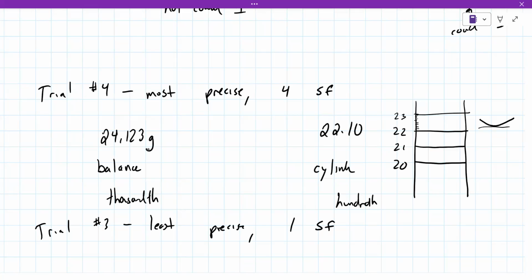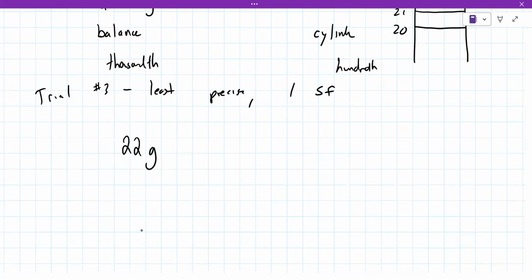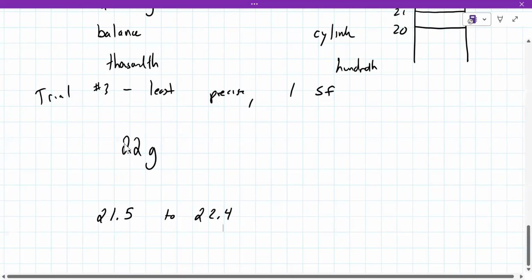All right, and so the same thing for the least precise, 22 grams. The other way to think of this is that all we know is that this is between 21.5 to 22.4. That's all we know. That's maybe the other way they're trying to get you to look at this, because both of those round to 22 grams.